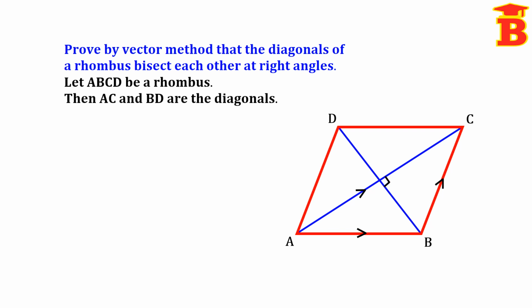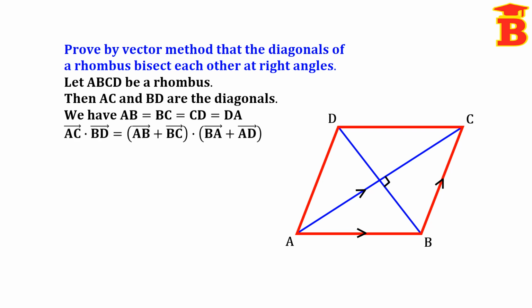So for that we have to take these two vectors dot product, AC, BD vector dot product. If the dot product is 0, then the vectors are 90 degree. And here in rhombus, all the four sides are equal. That is, AB equal to BC equal to CD equal to DA.